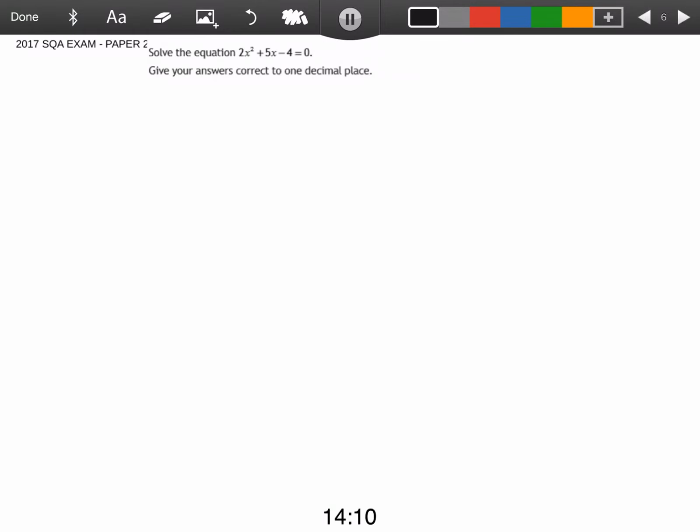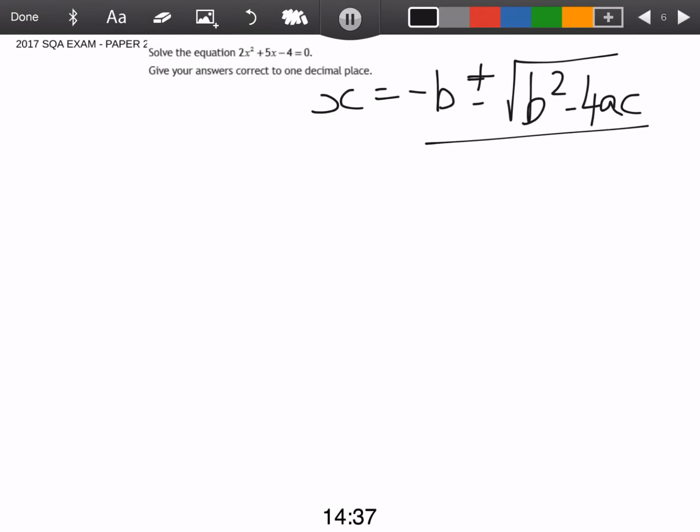And finally solve this and give your answer correct to 1 decimal place. This is a paper 2 question. I put it there as paper 2. If you attempted to factorise this, it's not going to work, okay? This is your quadratic formula question. I really should have put your quadratic formula on the screen for you. Remember, it is on your formula list, okay? This is your quadratic formula. It's on your formula list.